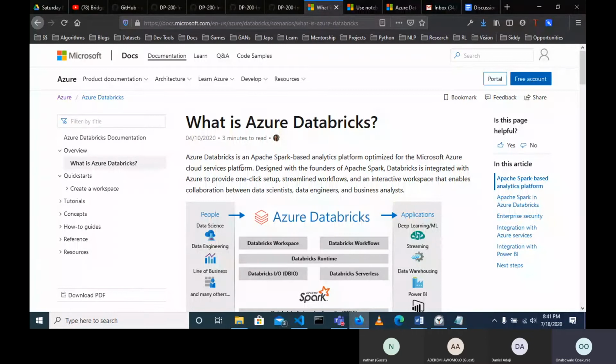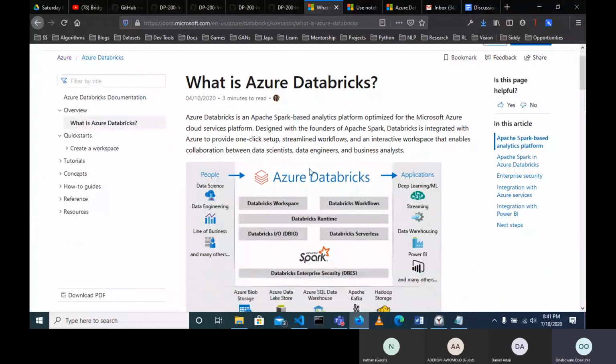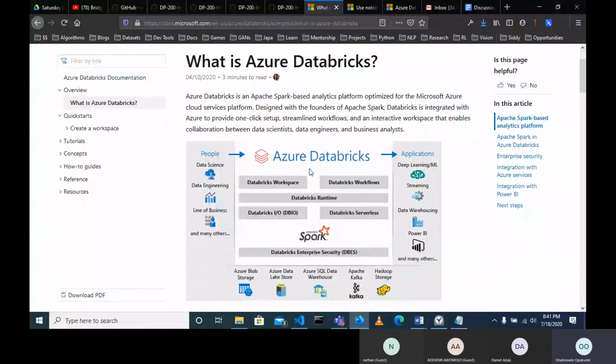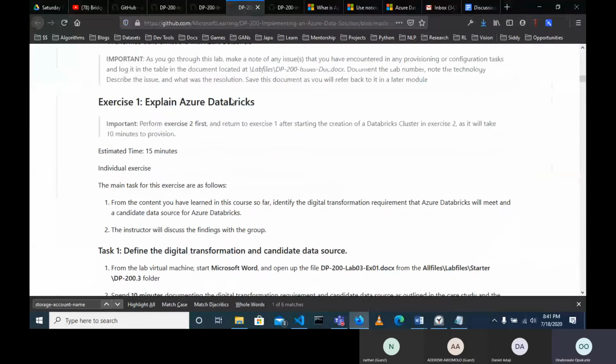You can see here what I was rambling about just now. Azure Databricks is a Spark-based analytics platform that is optimized for the Microsoft Azure Cloud Services platform. It is designed with the founders of Apache Spark, and Databricks is integrated with Azure to provide one-click setup, streamlined workflows, and interactive workspaces that enable collaboration between data scientists, data engineers, and business analysts. Now let's look at the question again.